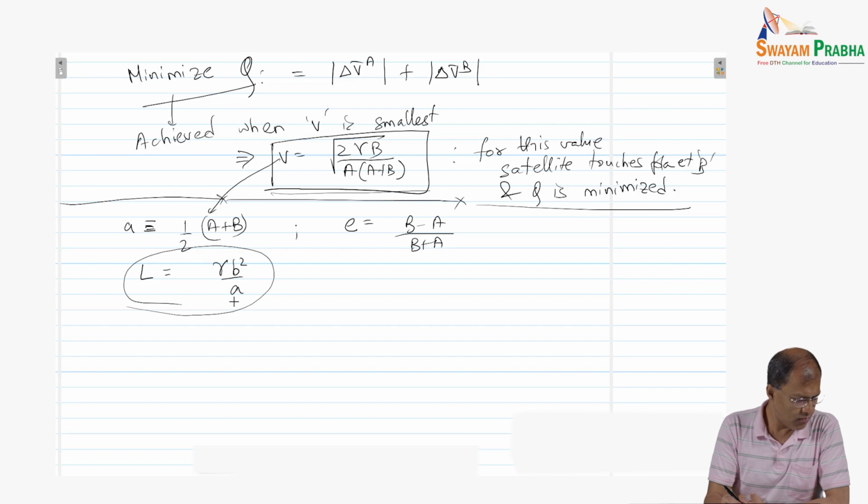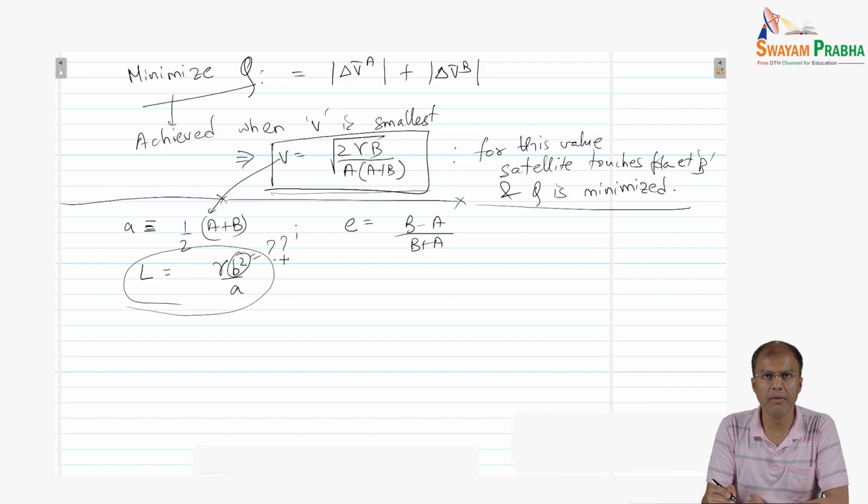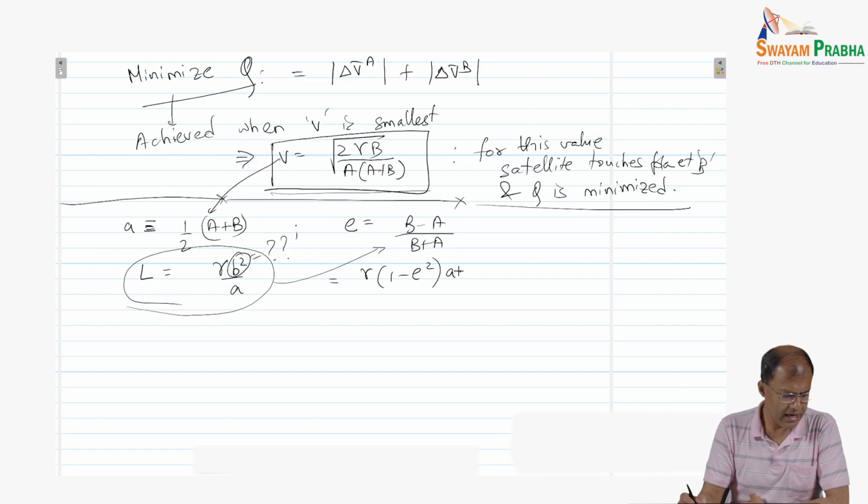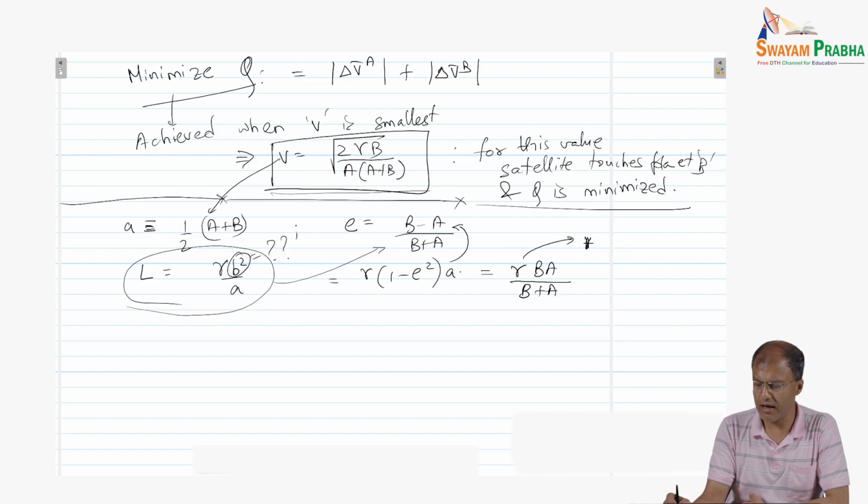Okay. And what we have is, well, I don't know what B is. I haven't introduced what B is, which is the semi-minor axis. So I need to substitute this B using E. So this becomes gamma times the square root of 1 minus E square times A. And I can write it in terms of E, which is this formula. So this is equal to gamma BA divided by B plus A. Right? Remember, gamma is a constant, which is m naught G, where m naught is the mass of the sun or the central planet.